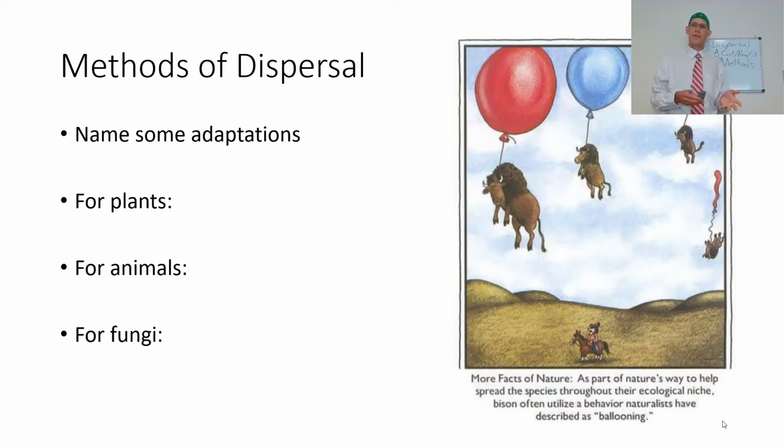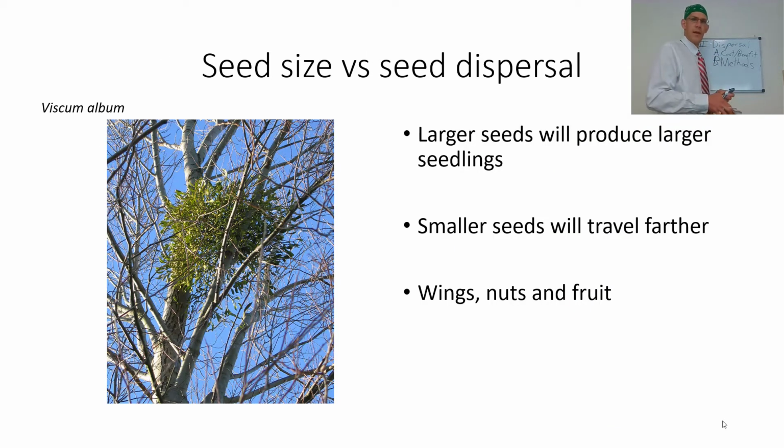For fungi, you can think of their spore phase, borne by the wind. The wind is a great method of dispersal, but it requires that you're relatively small. So seed size. Remember what I was saying in the garden, that larger seeds produce larger seedlings, but smaller seeds will travel further. And this is why we have such adaptations, such as the wings that you may have seen of that samurai schizocarp, the maple, the nuts that can be buried by the squirrel.